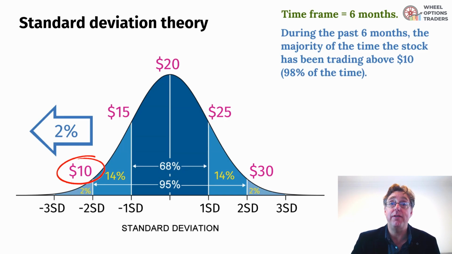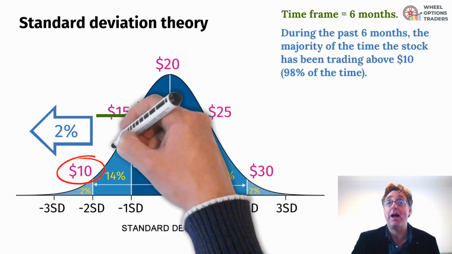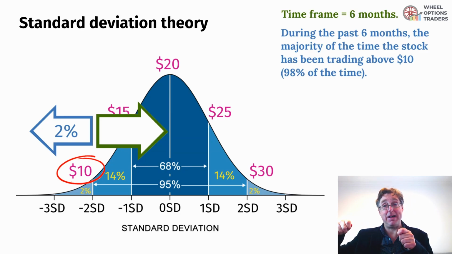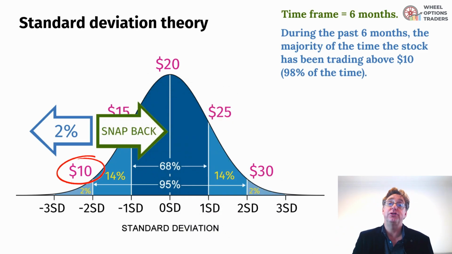Being at such a low level suggests that the price will right itself and start moving back to the 0 standard deviation, which is the average price of the stock over the past 6 months. It's like a rubber band on a stick. The more you pull it back from the stick, the more it will stretch and want to snap back to the stick. The same is often true with stocks.